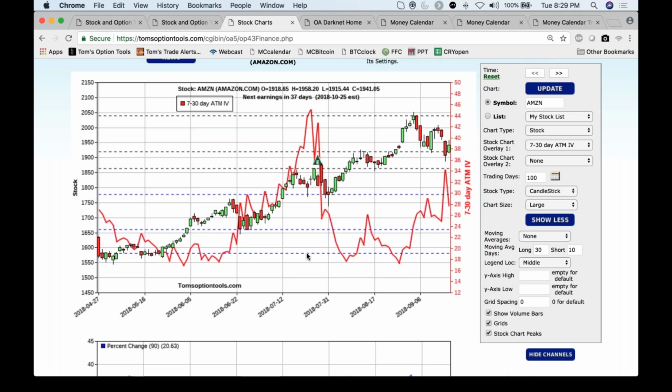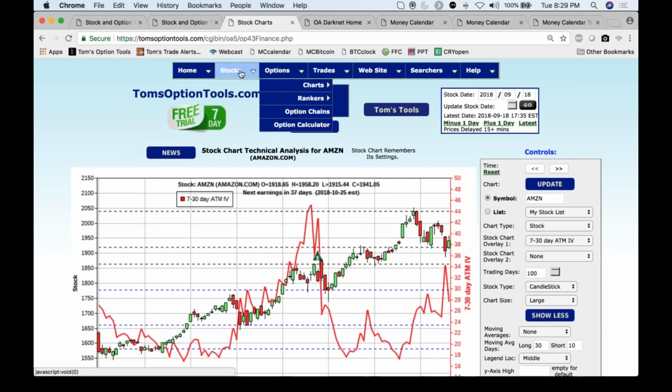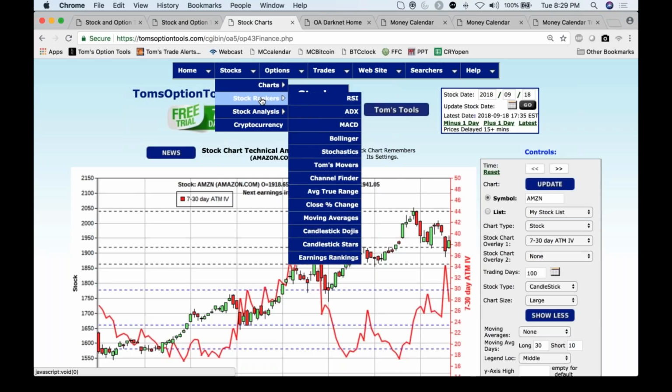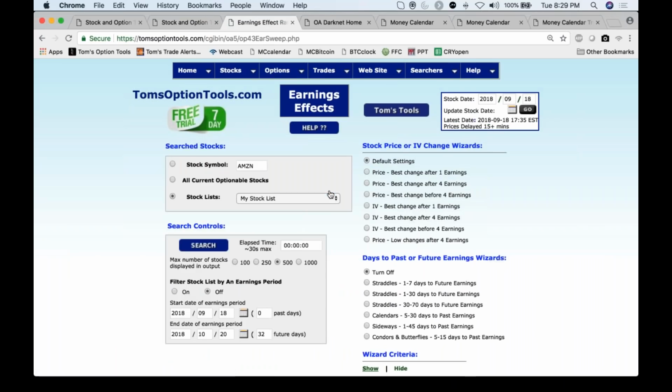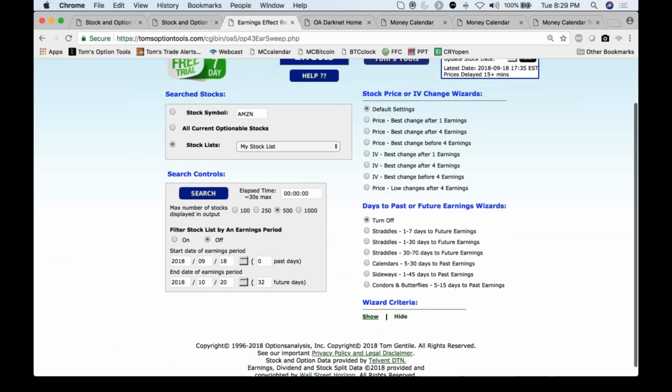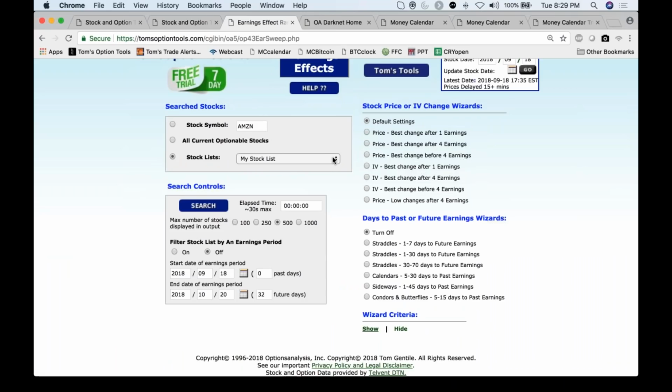And so there are certain stocks that perform better around earnings strategies than others. And we have the ability to look at that too. So if you look at, for instance, stocks, go to stock analysis. We have something in our stock analysis called earnings effects. And what I can do is look at a group of stocks.